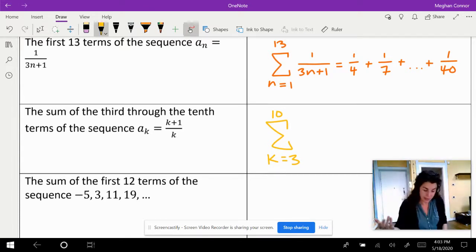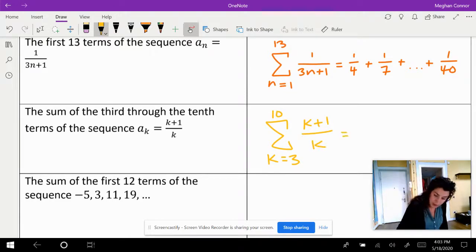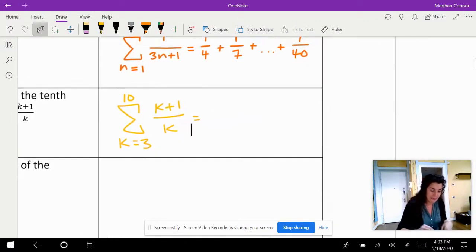And then we just have to write the definition of the sequence. And that's k plus 1 over k. So if we were to think about what that means, that's the 3rd term. So 3 plus 1 is 4 over 3.